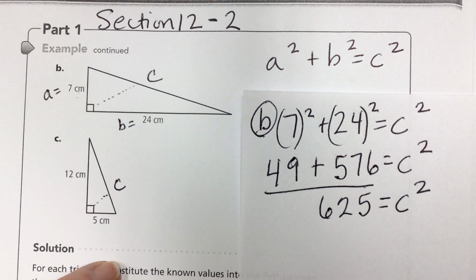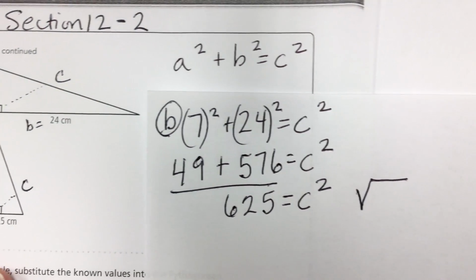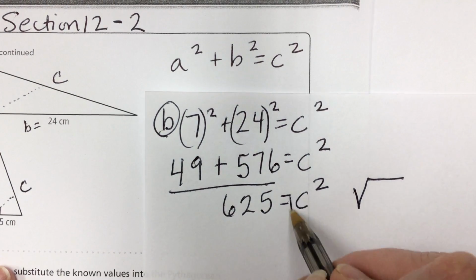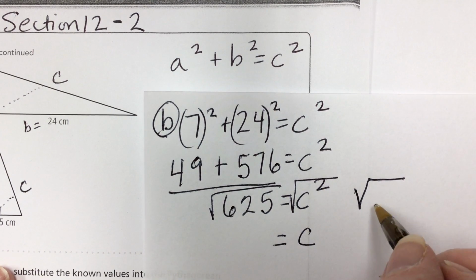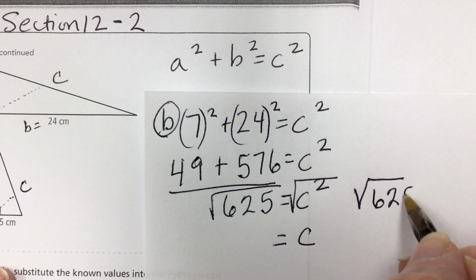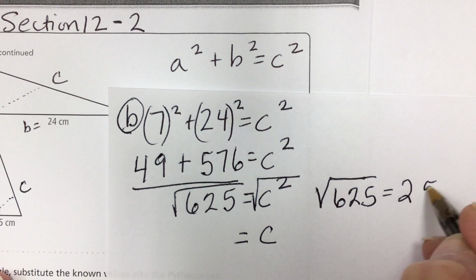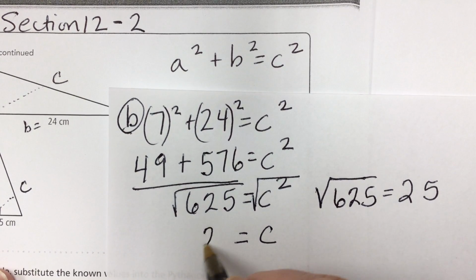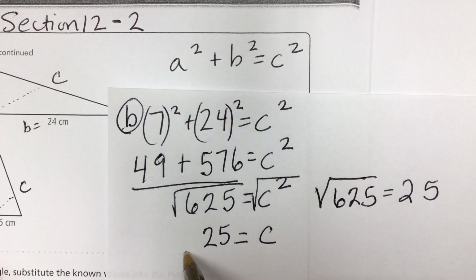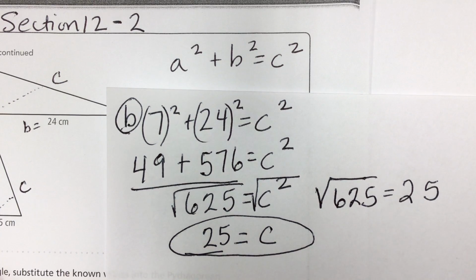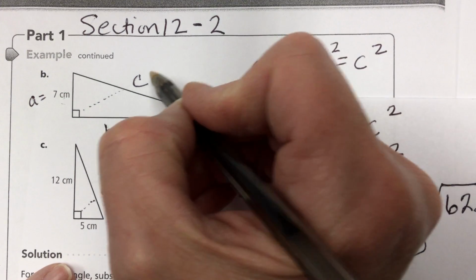Now, there should be a square root button on your calculator. It will look something like that. Okay, so locate your square root button. Remember, we are taking the square root of both sides. So c is equal to, punch in your calculator, the square root of 625. When you punch in the square root of 625, you should get 25. Therefore, c equals 25. So there's your answer for part b. Your hypotenuse of this triangle is 25.